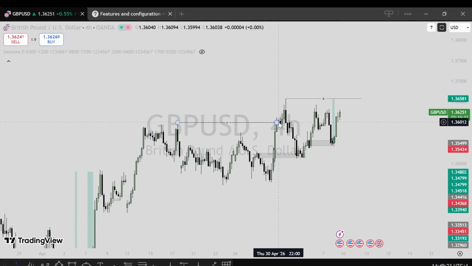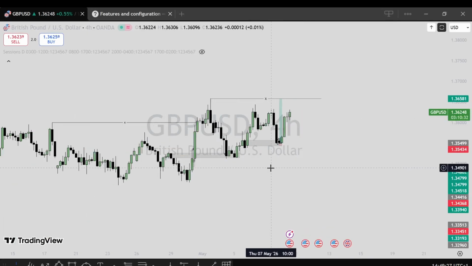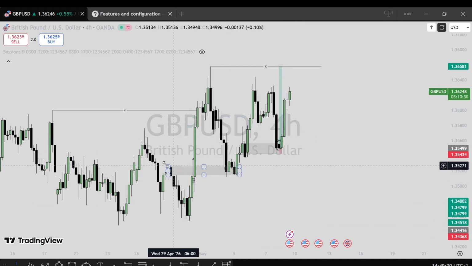So in the 4 hours time frame, I saw a break of structure here to the upside, then price corrected to mitigate this breaker block right in this place. Then price displaced to the upside. Okay, now after the mitigation here, price displaced to the upside.